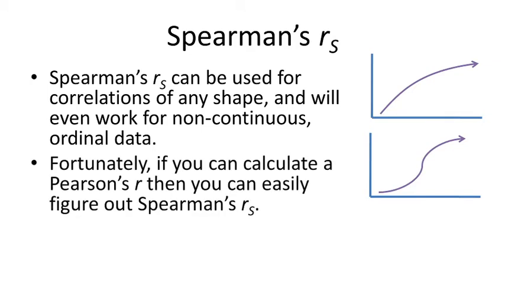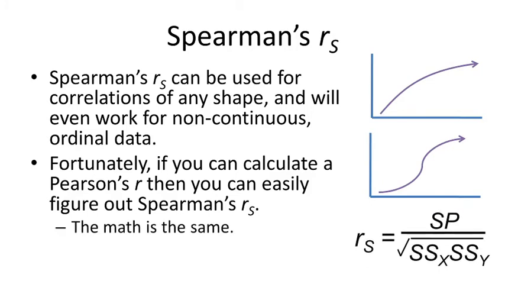And one of the really cool things about Spearman's R is that the math is exactly the same. If you can do a Pearson's R, then you can do a Spearman's R. It's exactly the same math. As you can see in the formula here, the only thing that's different is that we have a little s next to the R this time. So you might be wondering, if the math is exactly the same, why is it that Spearman's R can work for data of any shape?